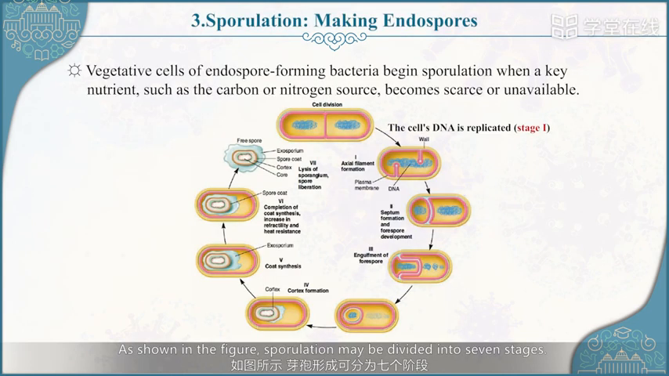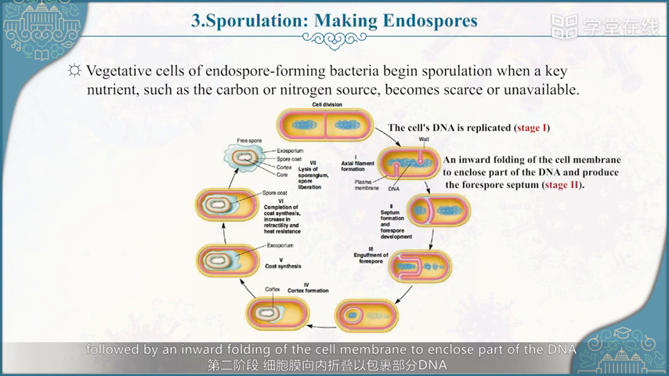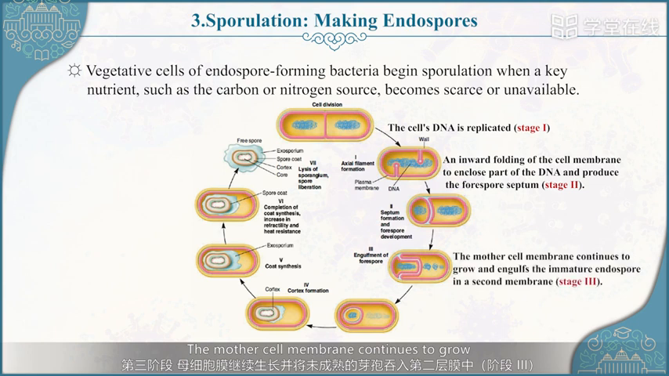As shown in the figure, sporulation may be divided into 7 stages. The cell's DNA is replicated, stage 1, followed by an inward folding of the cell membrane to enclose part of the DNA and produce the forespore septum, stage 2. The mother cell membrane continues to grow and engulfs the immature endospore in a second membrane, stage 3.